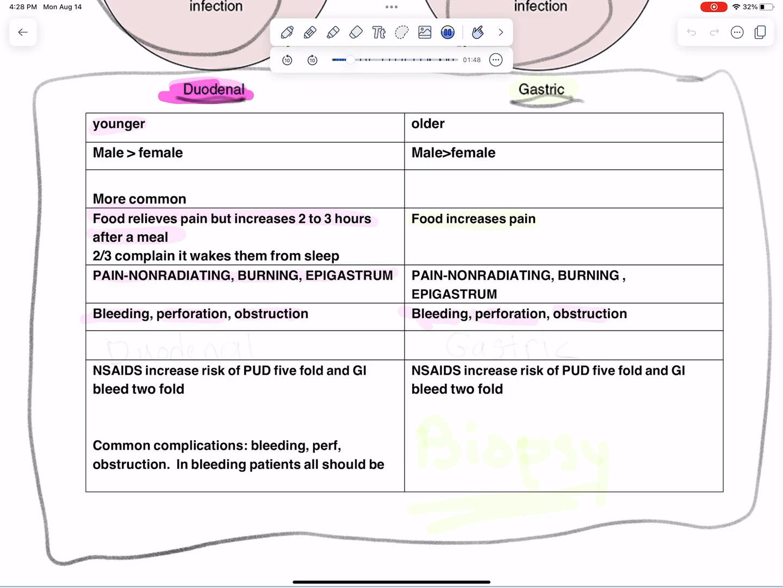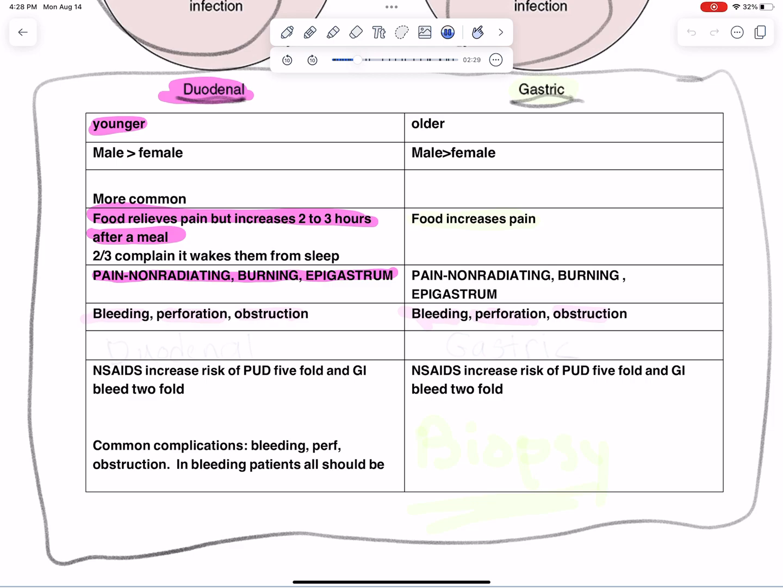Here we will also review duodenal ulcers. They typically occur in younger patients, male greater than female, which is the same characteristic as gastric. Duodenal ulcers are more common. Basically, what you'll hear is that food relieves the pain, but it increases 2 to 3 hours after a meal. It wakens 2/3 of people from their sleep. This is different than gastric ulcer, where food increases pain. What you'll note on a history is that the pain is non-radiating, burning, and it comes from the epigastrium.